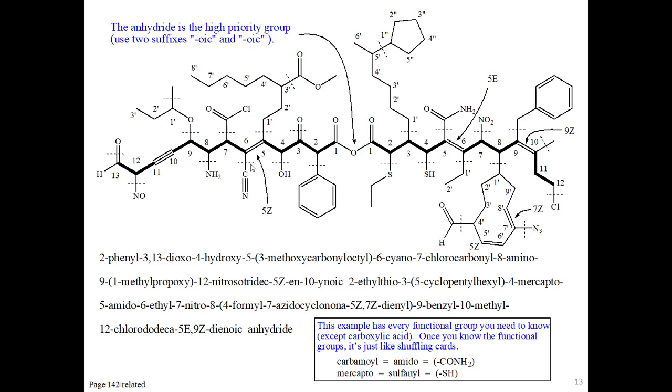Then we come here, we have a nitrile, which we're going to name as cyano, 6-cyano. And then here we have an acid chloride, we're going to call it a chlorocarbonyl, 7-chlorocarbonyl. 8-amino, not amido, 8-amino. 9, what do I have? 9, it's like an alkyl branch, 1-methylpropyl, but the oxygen there makes it 1-methylpropoxy because it's an ether. So 1-methylpropoxy at the 9th position. And then 12, we have a nitroso. It's a 13-carbon chain, so we call it tridec.